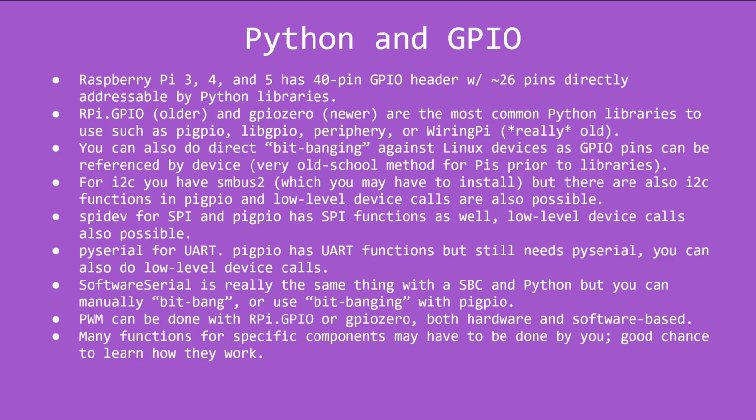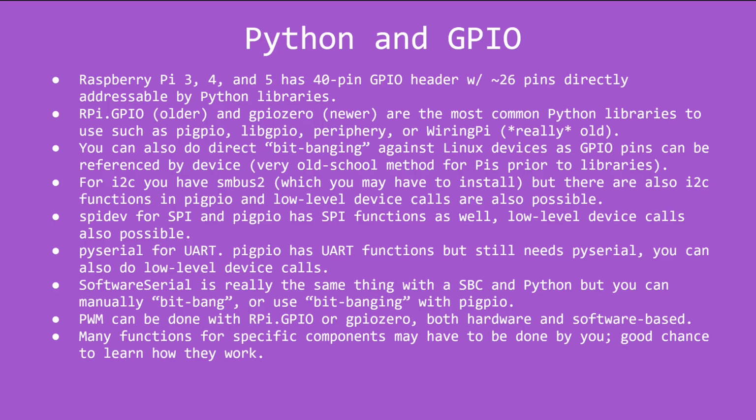You can also do some direct bit banging against Linux devices, as GPIO pins and pretty much everything else on it is accessible as a device under Linux. That's just the way it works. In fact, it's a very old school method from when libraries were just not out for this stuff. That's what people did at first. For I2C, you have SMBus and SMBus2. You may have to install these things though, and depending on your setup, that might be a little bit of a nightmare with pip.